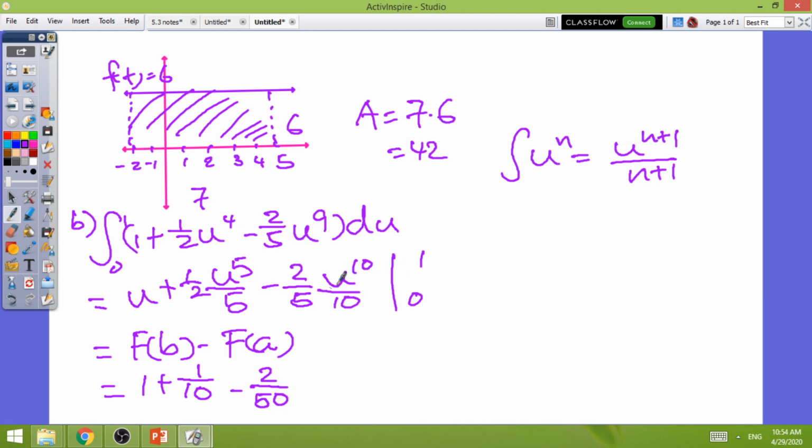Again, we plug in 1 for u. So 1 to the power of 10, that's just 1. Multiply fraction straight across. So 2 over 50.